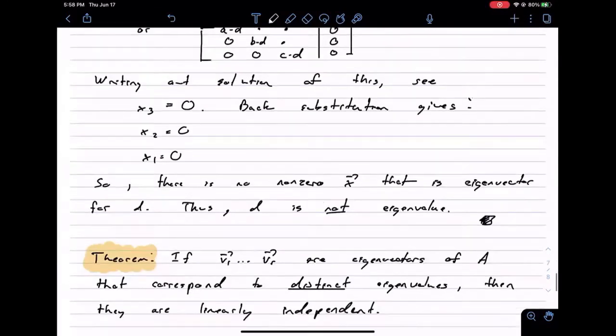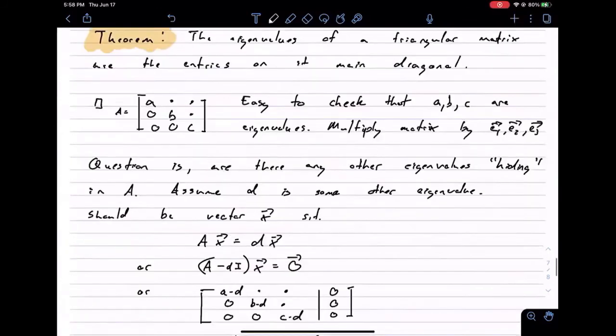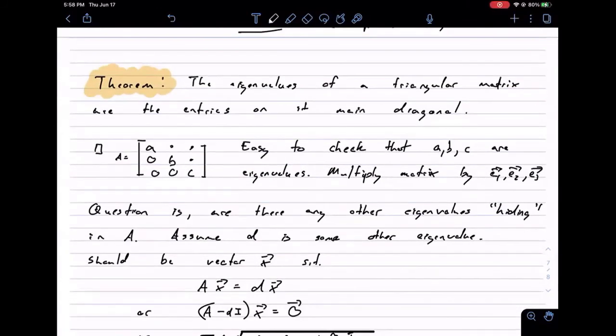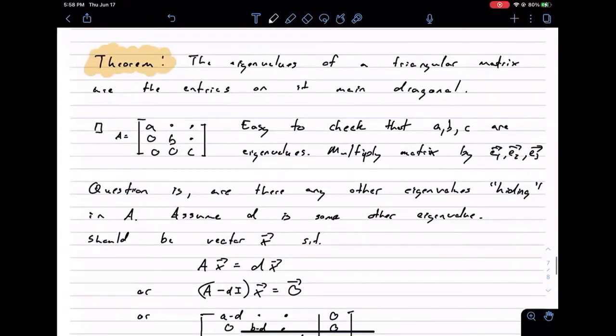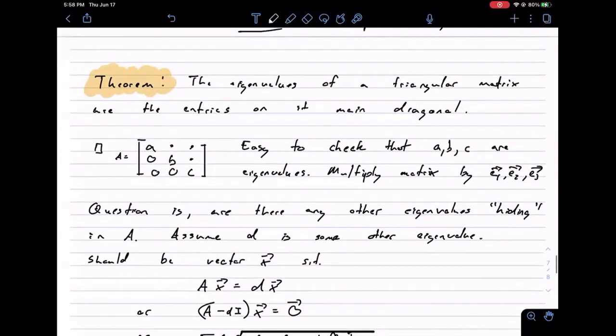Let's wrap up the section with just a couple theorems. The eigenvalues of a triangular matrix are just the entries on its main diagonal. Pretty simple statement. If I have a triangular matrix, I did a 3x3 example here, but this holds for any dimension. If it's this form, upper triangular, lower triangular, doesn't matter, the eigenvalues are just these numbers on the diagonal. So easy.